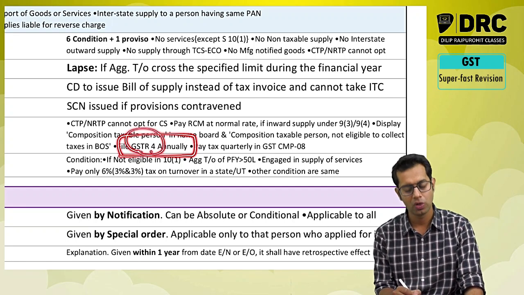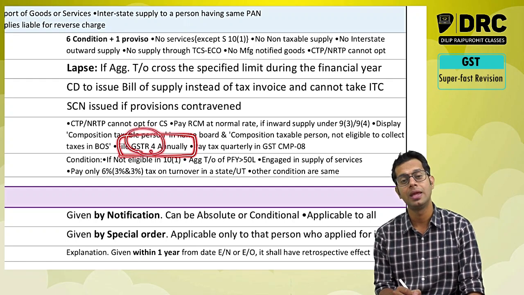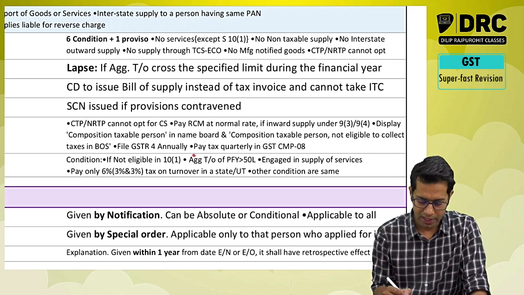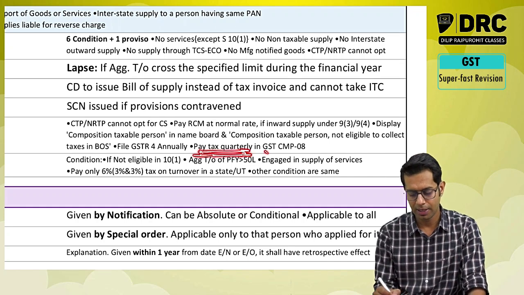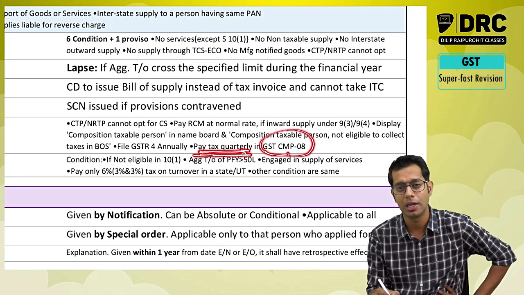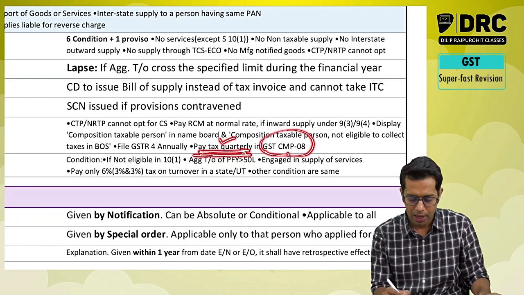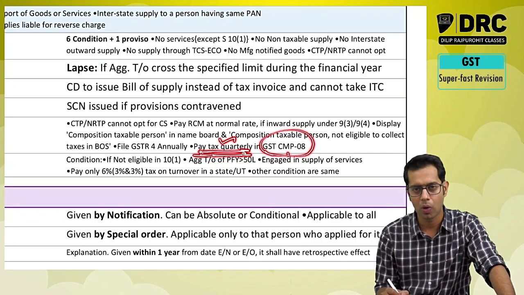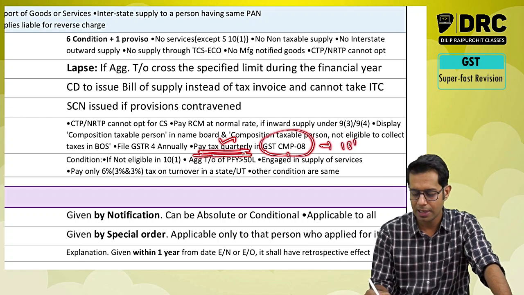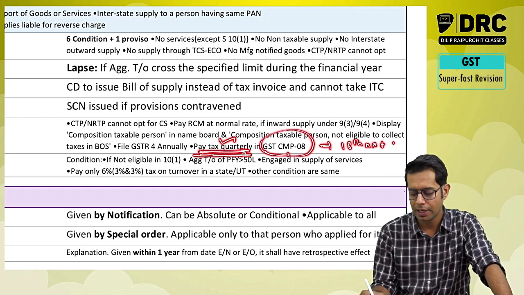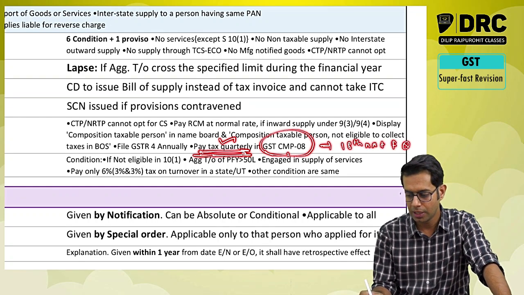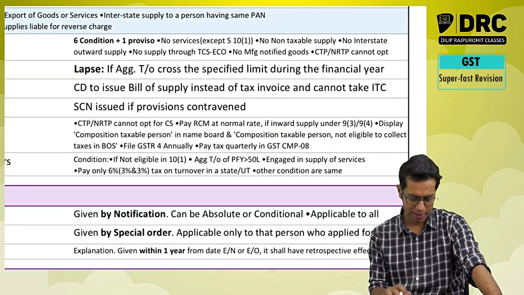This GSTR4 is required to be filed annually by 30th April of the next financial year, and he has to make the payment of taxes on a quarterly basis by using a form called GST PMT-08. This tax is required to be paid by him quarterly. What is the due date, sir? 18th of the next month following the quarter. By the 18th of the next month following the quarter, he will have to make this payment of taxes to the government.